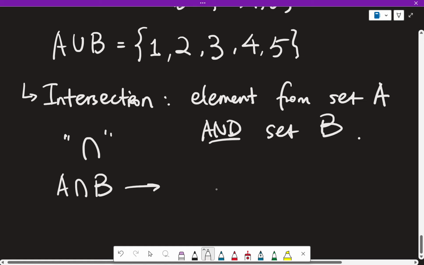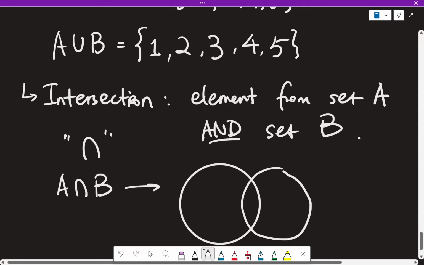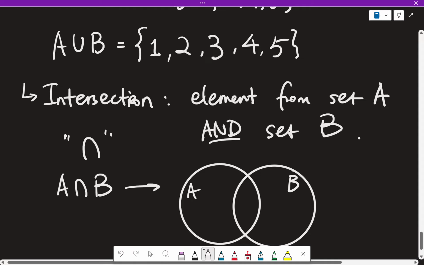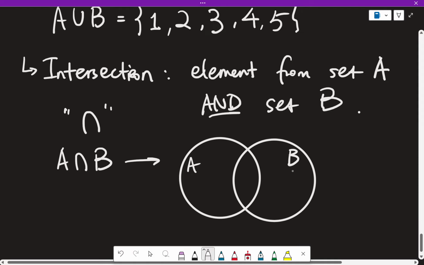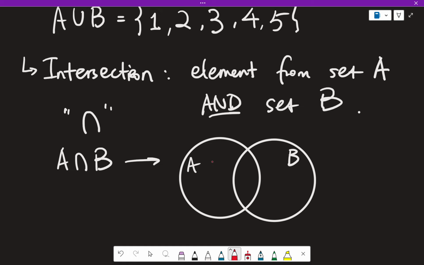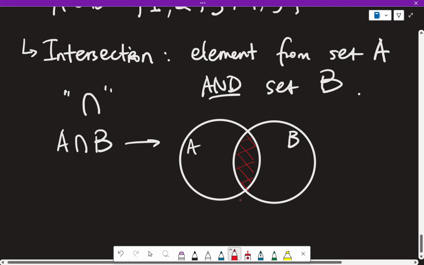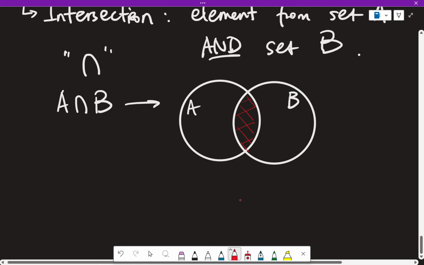If I put that on a Venn diagram as well, what area would I use the red pen to emphasize this time? What area represents the elements that appear both in set A and set B? It will be the middle part. These elements appear in set A and set B at the same time.